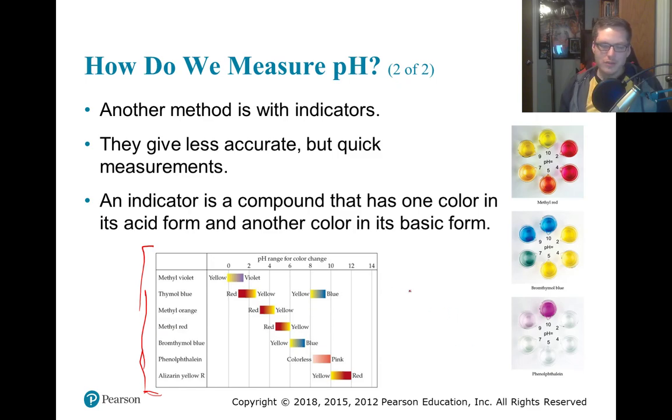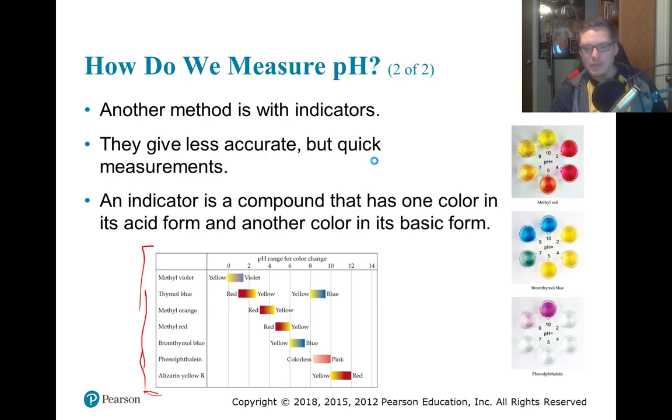And another really common indicator is the universal indicator, and that universal indicator has several different indicators all thrown in there together, so you can see very clearly what color you are based on what pH you are, because it's got several different indicators in there affecting the color.